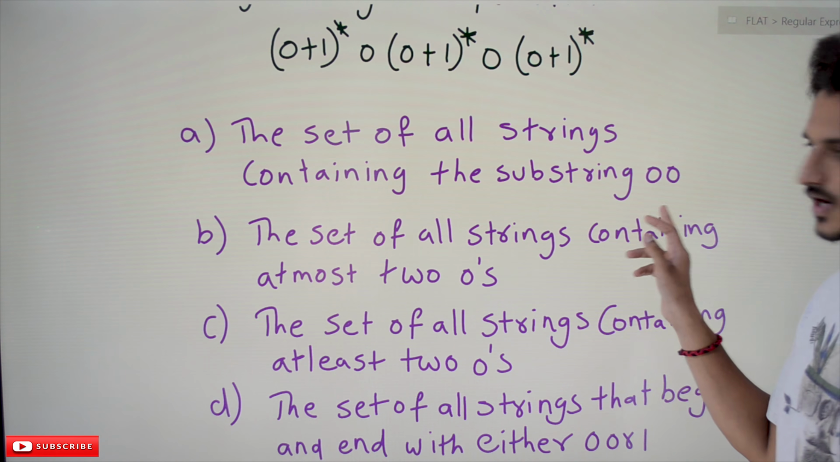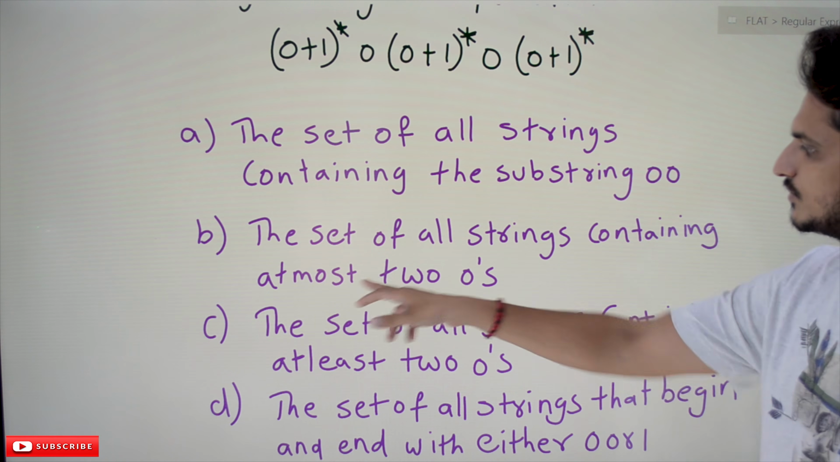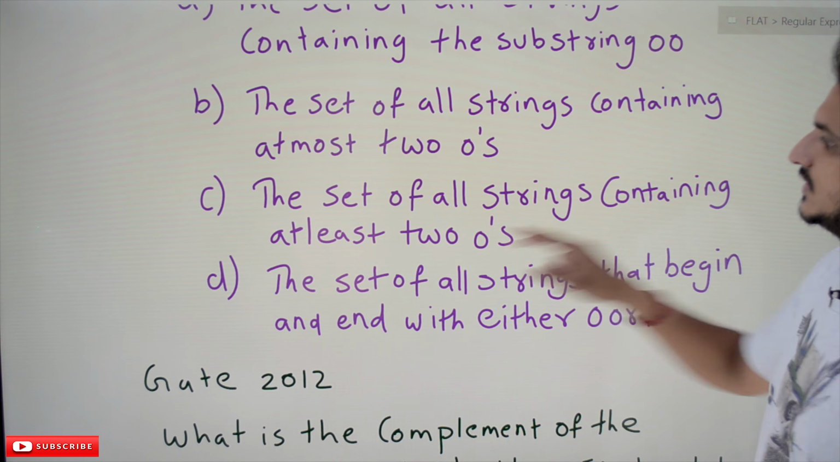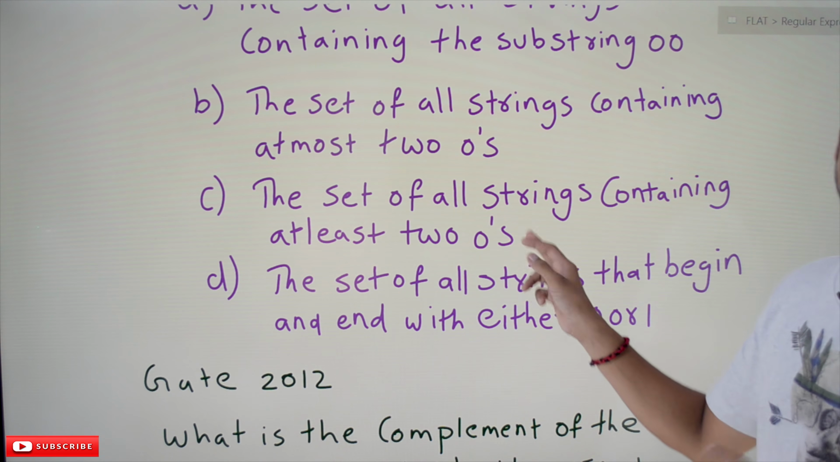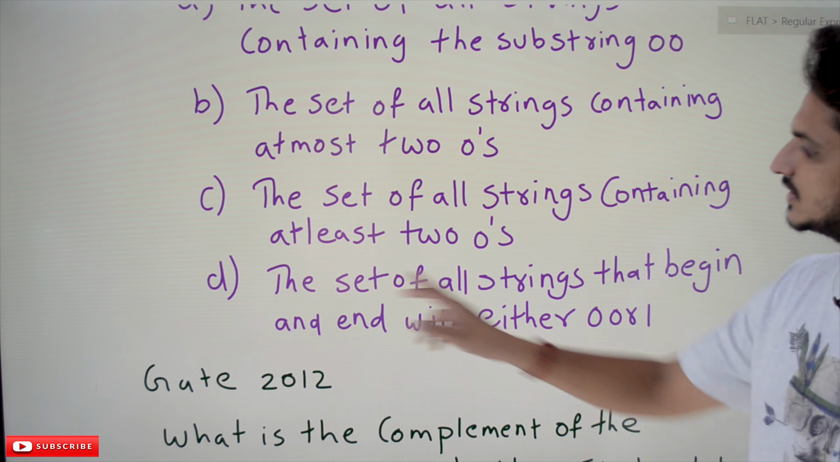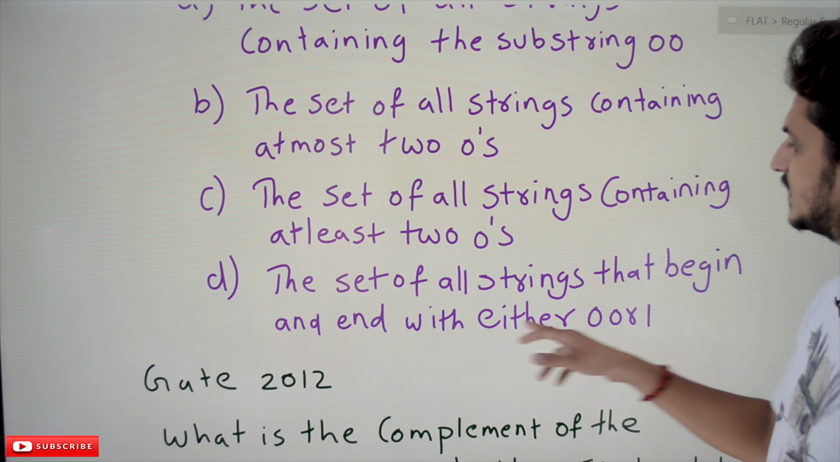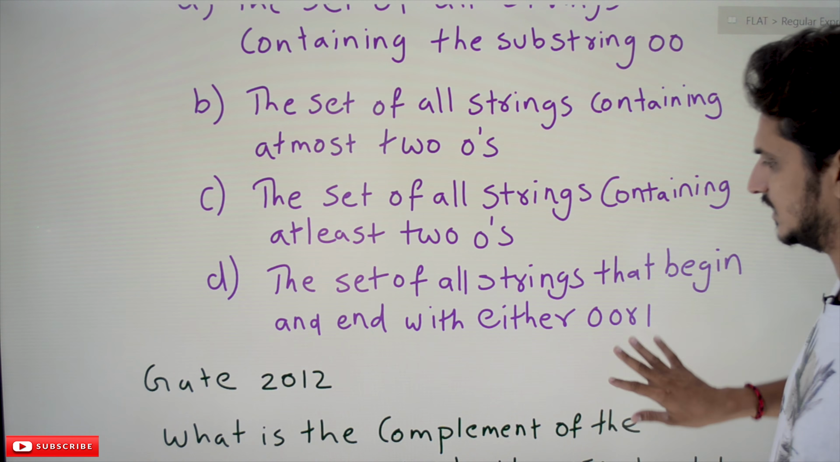No, it is not the answer. The set of all strings containing at most 2 zeros. No. The set of all strings containing at least 2 zeros. This is the answer. The set of all strings that begin and end with either 0 or 1. No, this is not the answer.